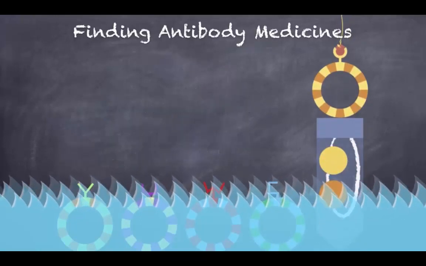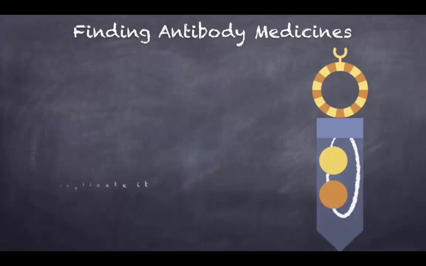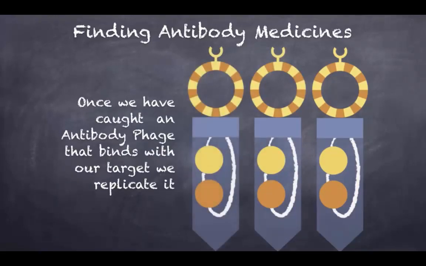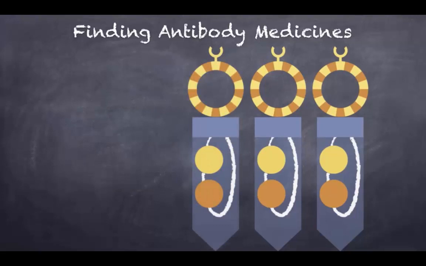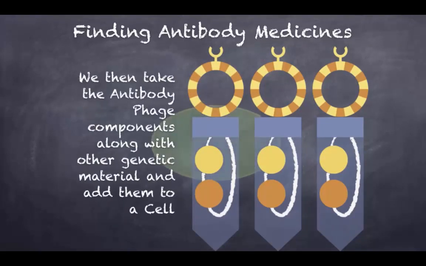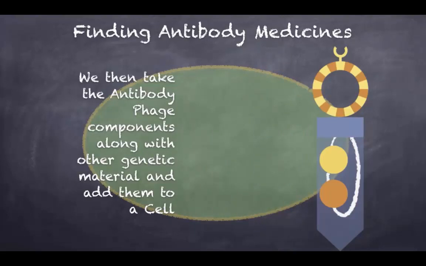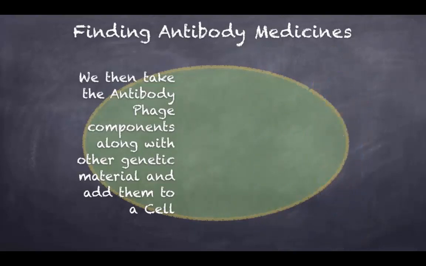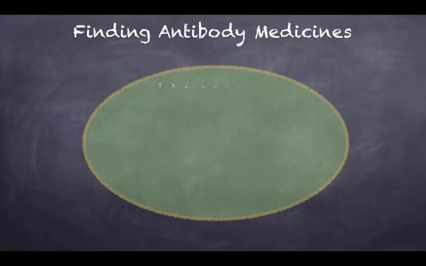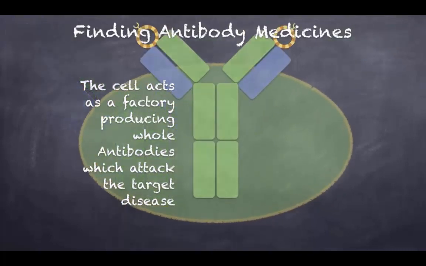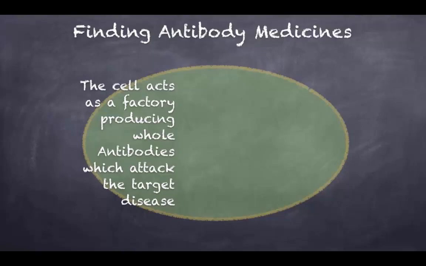When we find one that binds, it brings the antibody genes with it inside the coat. Because the genes are made of DNA inside a virus, we can use bacteria as hosts to make more of the virus and replicate it. We then take the genes from the antibody phage and, along with other genes, combine them to make instructions for a whole antibody medicine. Antibodies are quite complicated, so we need to ask cells to act as factories to make them for us. We can then collect the antibody medicines from the cell and use them to treat disease.